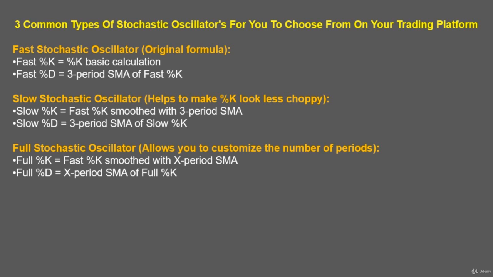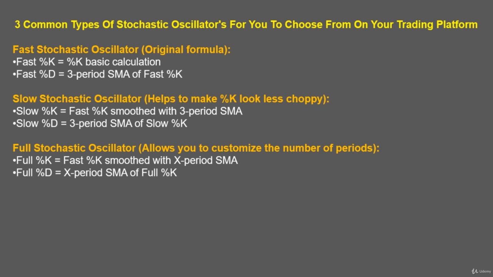So the fast stochastic oscillator, that's the original one. That's the original one we just looked at as far as the mathematical calculation. That's the basis for everything. Then you can choose something like a slow stochastic oscillator, which will help make your percentage K look a little less choppy. It smooths out even more, and you can see how the formula changed a little bit more. They smoothed it out with a 3-day period SMA built right into the percentage K, and then compare that to the 3-period SMA of the slow K. This 3-day SMA is basically the slow percentage D.